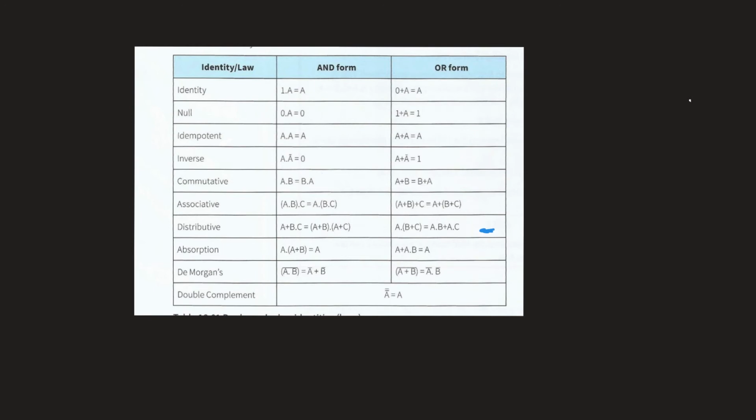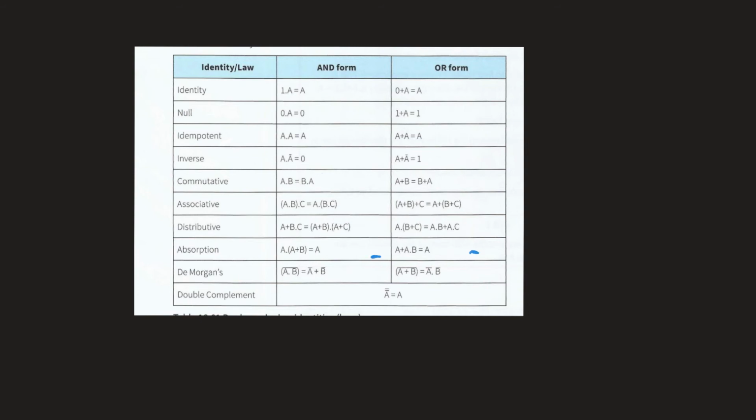In the absorption law, for the AND, we have A dot (A plus B) is equal to A. If you make the truth table for this, you'll understand why this happens. I wouldn't be doing it right now, but this is obviously very important. If you don't want to prove it, you could just remember these two forms of the absorption law, this one and this one over here.